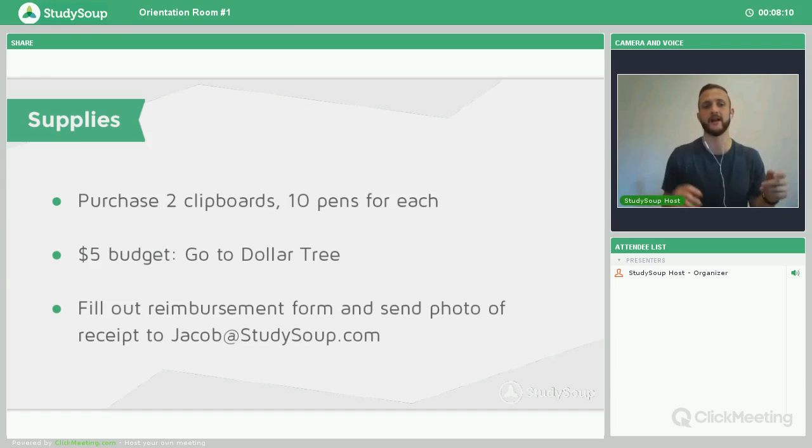So supplies, all right? Obviously a big thing for you guys is to make sure you have at least 2 clipboards and 10 pens for every person, because you want to be walking around with more than just one clipboard trying to get a bunch of leads, right? Now, you do have a $5 budget, so make sure you go to Dollar Tree, because that's the best way to get all of your materials without having to spend more money than we give you, in which case it'll come out of your pocket, which just isn't very fun, okay? When you fill out the reimbursement form, send a photo of the receipt to myself, Jacob at studysoup.com.